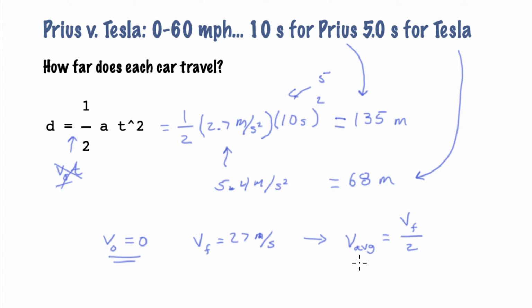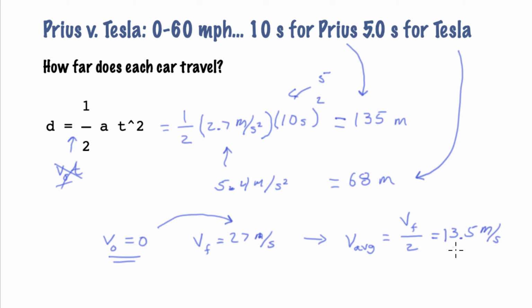So if the velocity goes uniformly from 0 to 27 meters per second, the average velocity has to be half that. So the average velocity for both cars is only 13.5 or 14 meters per second. So in this case, the average velocity is 13.5 meters per second. Now the reason why that's useful is that now we can pretty clearly see why the Prius goes farther than the Tesla. They both have the same average velocity.